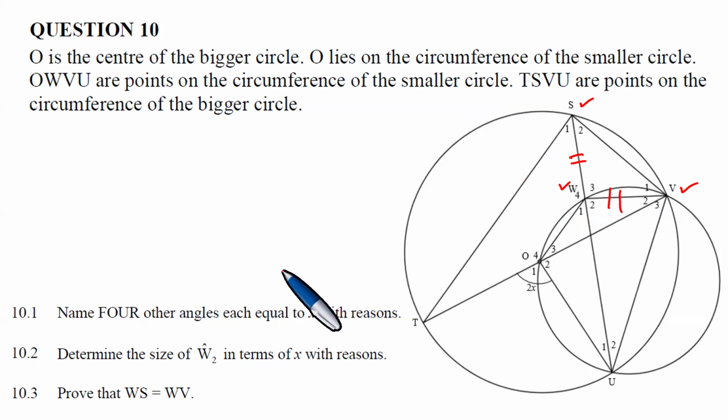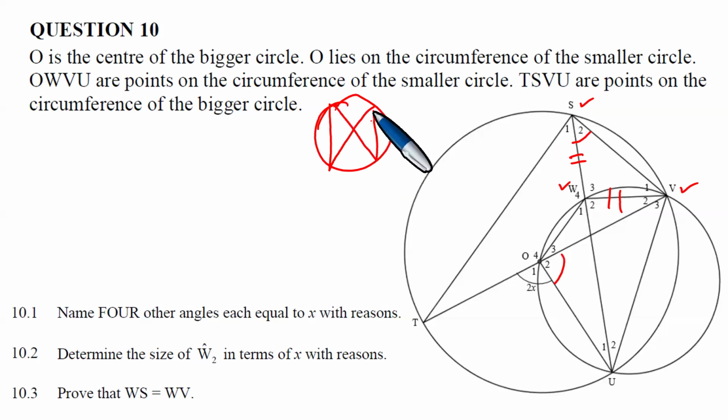Why is that the case? Because they're in the same segment. S2 is in the same segment with which angle? O2. Okay, but they must be on the circumference of the same circle. S2 is an angle on the larger circle, but O2 is on the smaller circle. Angles in the same segment must form a bow tie on the same circle. It looks like it's in the same segment, but one is on the smaller circle and that one is on the larger circle. Next.